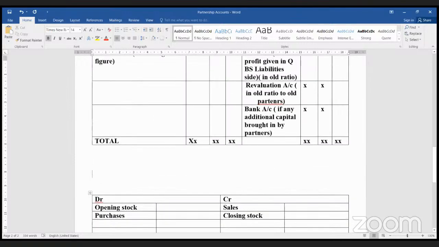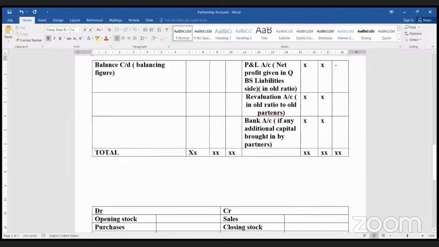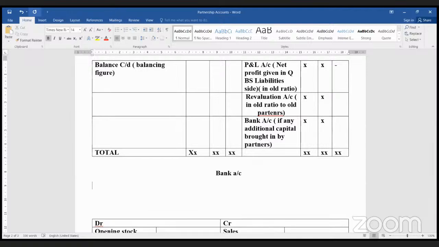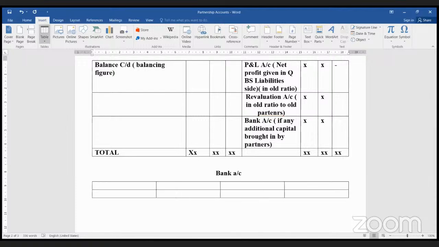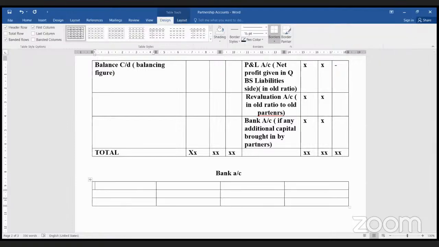And the bank account is supposed to be prepared. How do you prepare the bank account? Bank being an asset, on the debit side we will take the bank balance which is given in the question balance sheet, brought down, so whatever the question balance sheet value of the bank account is.